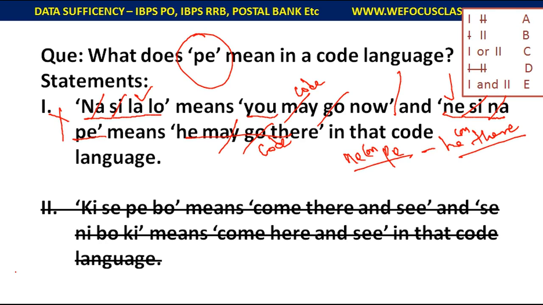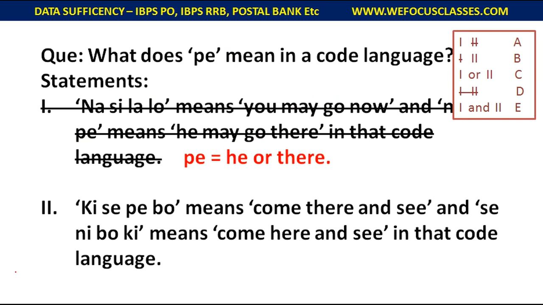Now go through the second statement. Whenever we are going through the second statement, we ignore the first statement and go through the second statement. Here it is given KISE PE BO means come there and see. And SENIBOKI means come here and see. Compare the statements. SE is common, SE is common, and KI is common, KI is common, BO is common. In the same way here, come is common, and see is common.